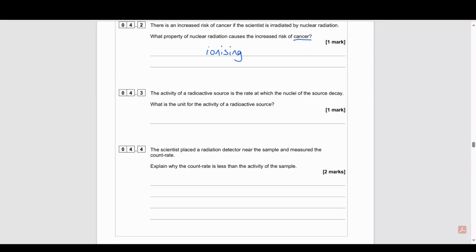4.3. The activity of the radioactive source is the rate at which the nuclei of the source decay. What is the unit for the activity of a radioactive source? So the unit for activity is becquerel. If you want to use the abbreviation, it would just be Bq.